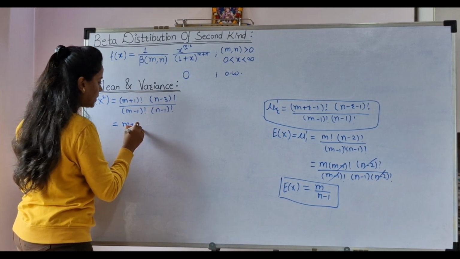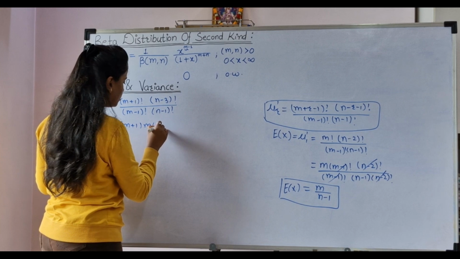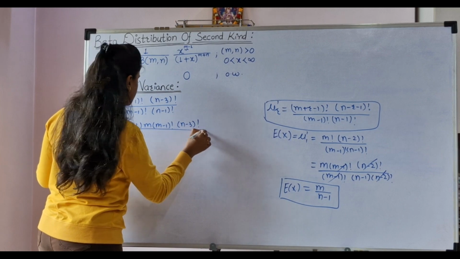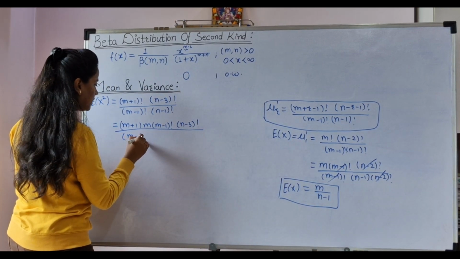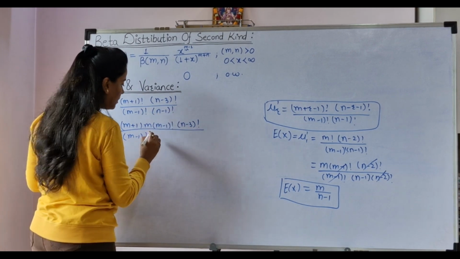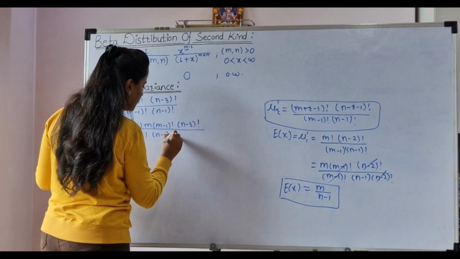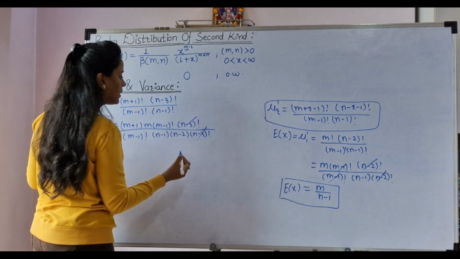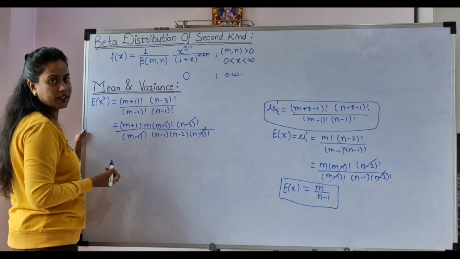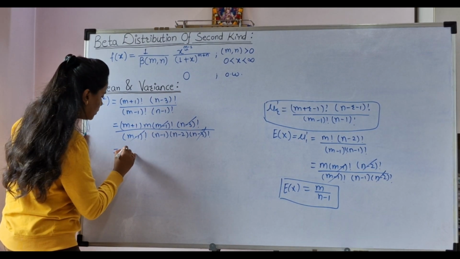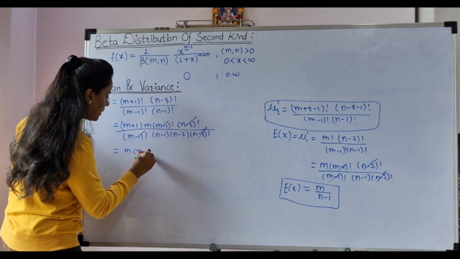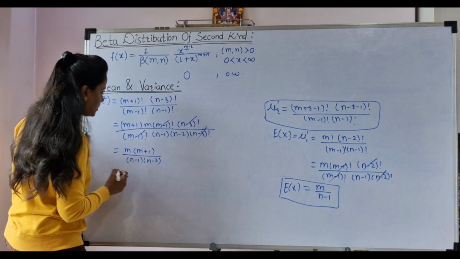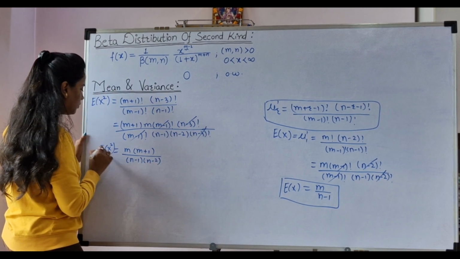Let's expand this m plus 1 factorial. We will get m plus 1 into m minus 1 factorial. Let's keep n minus 3 factorial as it is, and in the denominator m minus 1 factorial. Now let's expand n minus 1 factorial. It is n minus 1, n minus 2, n minus 3 factorial. This n minus 3 factorial will get cancelled and m minus 1 factorial will get cancelled. So in the numerator we will get m into m plus 1 upon n minus 1 into n minus 2. This is our expectation of x square.